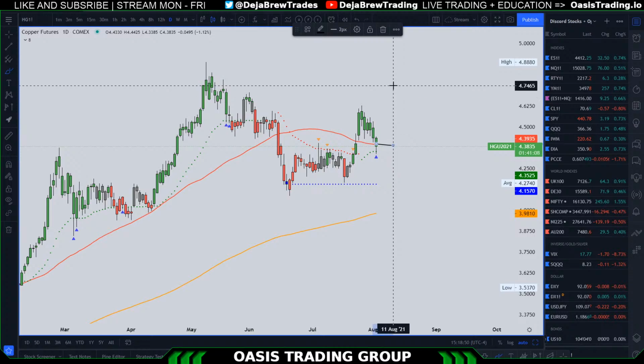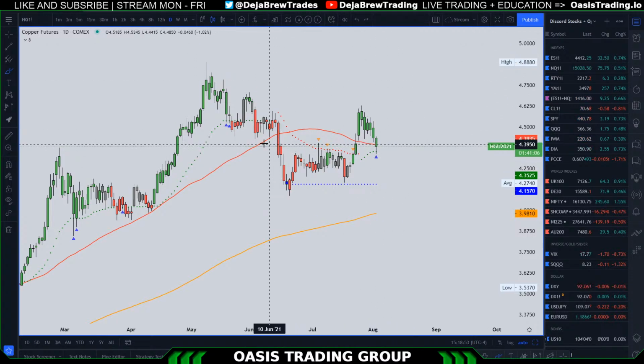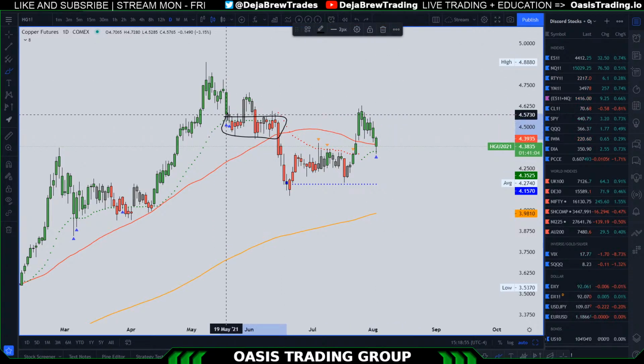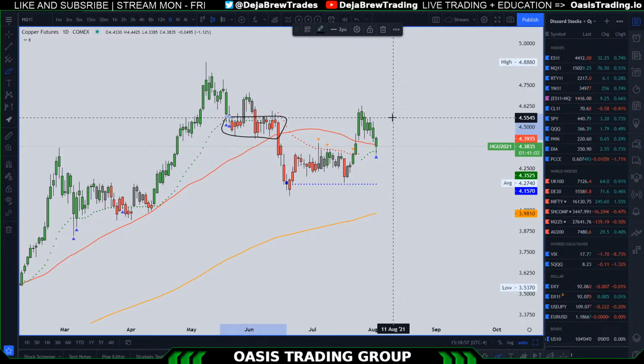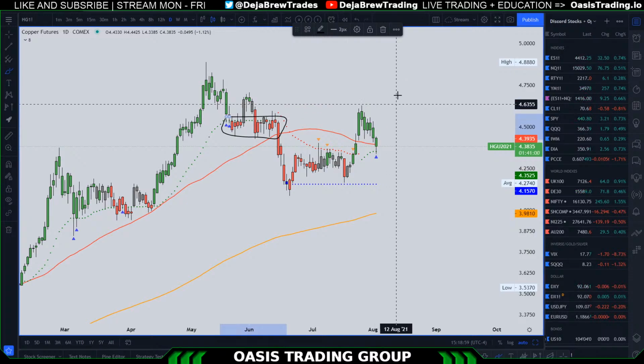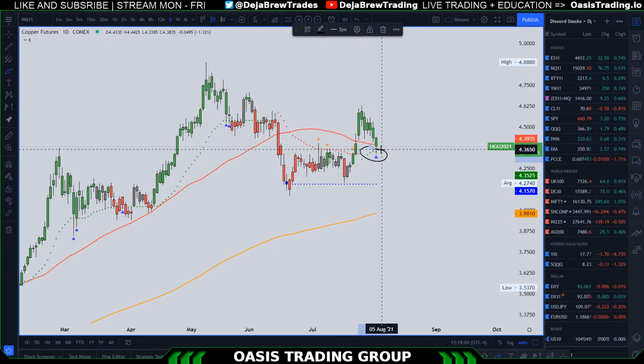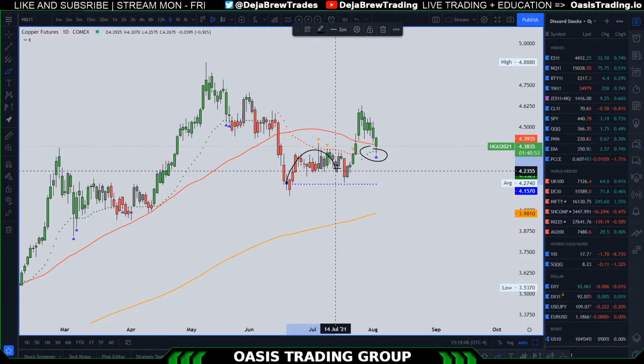We need to get back above the 50-day and then get back above this little area right here, which would be above like $4.55. And then you should easily be going for a new high. But yeah, not too bad. Buy the dip signal. Bulldog.